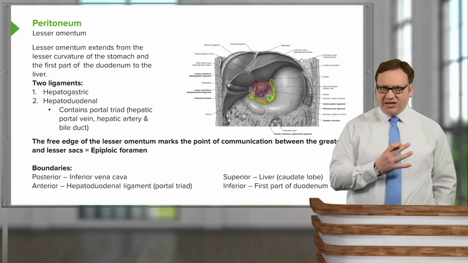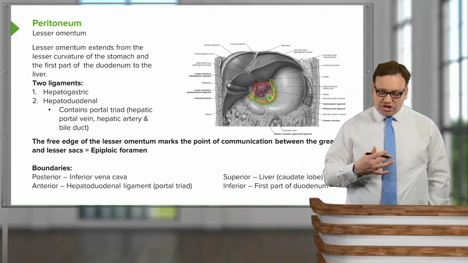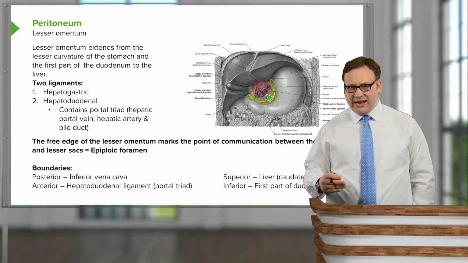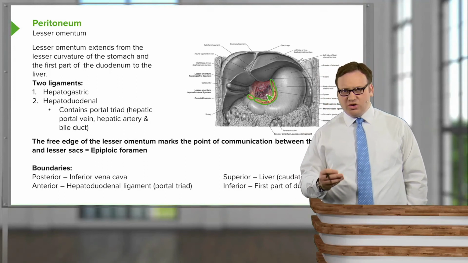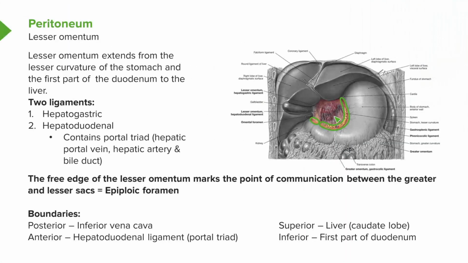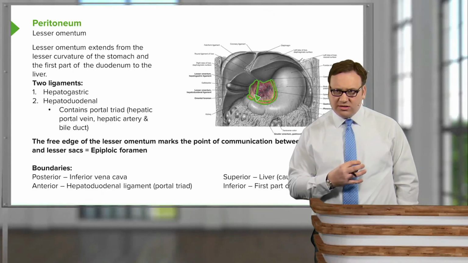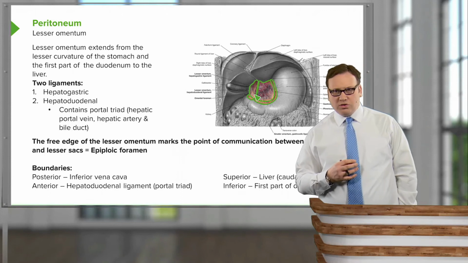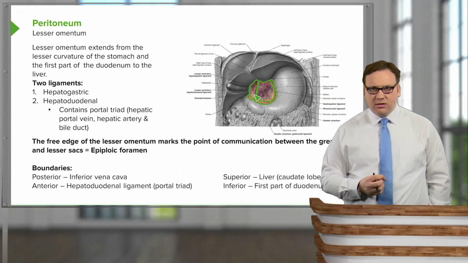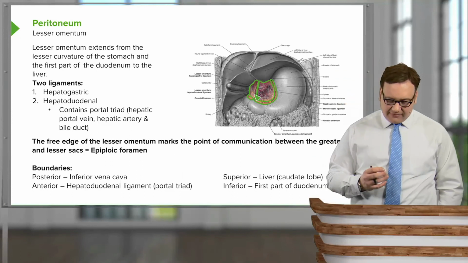Because it's coming from the stomach and duodenum to the liver, it has two peritoneal ligaments within it. The lesser omentum can be divided into the hepatogastric ligament, the liver-stomach connection, so this bit here is your hepatogastric ligament. And the remaining part going from the liver to the duodenum, this portion here, is the hepatoduodenal ligament. The hepatoduodenal ligament is really important. It contains what's known as the portal triad. These are three structures that pass towards and from the liver.